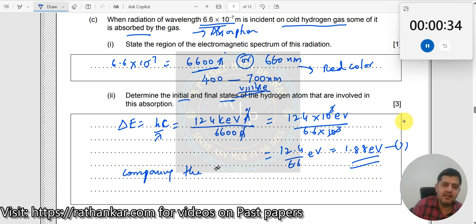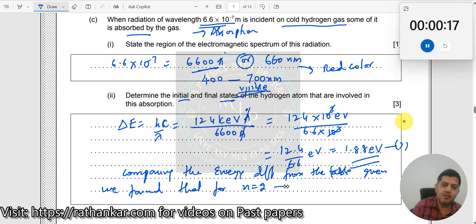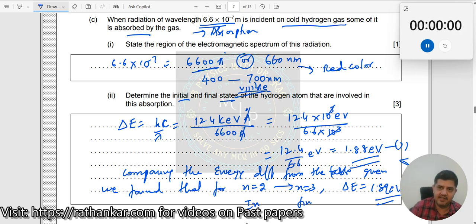Comparing the energy differences from the table given, we found that for n equal to 2 to n equal to 3, it does not happen with n equal to 3 to 2. We found delta E is equal to 1.89 electron volt, which closely matches with this, and thus the initial and final states are, this is your initial, this is your final state. This is what you need to mention.